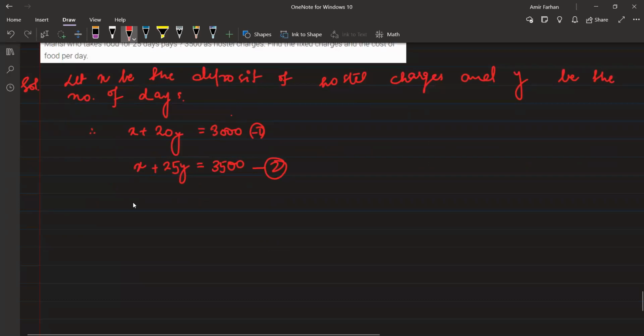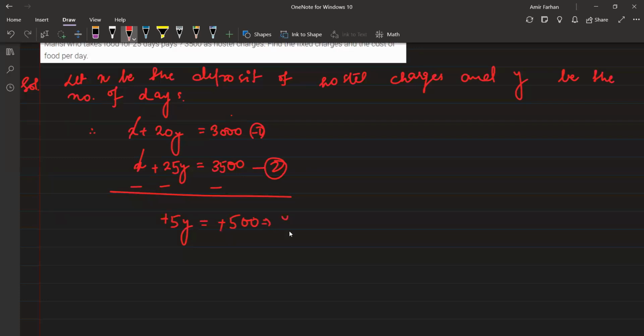Clear? Yes, sir. Now, is there any need to multiply a number with this? No, sir. x can be directly eliminated by subtraction. So x is eliminated. 20 minus 25, minus 25y, so minus of 5y will be left. Minus 5y equals minus 500. Minus and minus will be cancelled. y will be equal to 500 by 5, which is equal to 100.